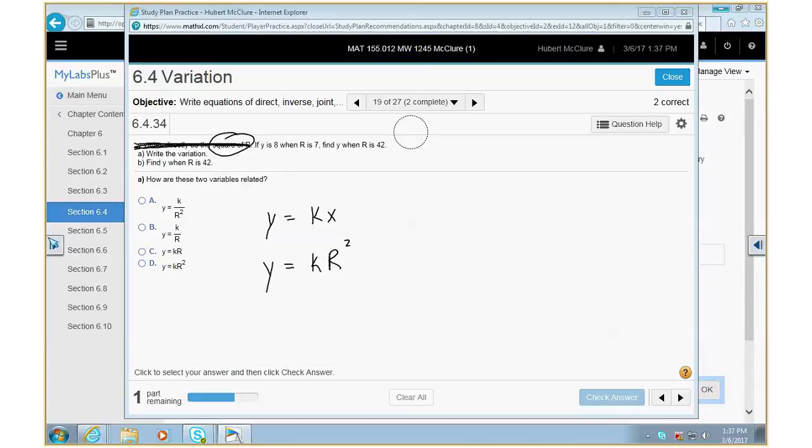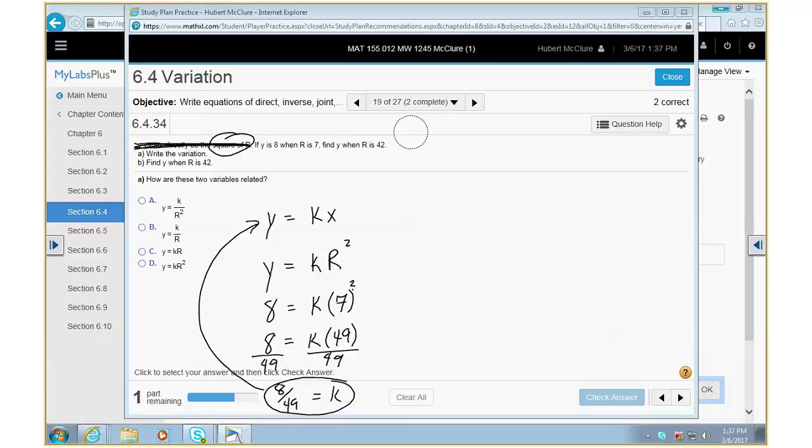Now what? 8 is equal to k times 7 squared. So 8 is equal to k times 49. Divide by 49. K is equal to 8 over 49. And what am I going to do with 8 over 49? Plug it back in and reduce that if possible, but the only thing that'll go into 49 is 7, unless I'm wrong. I think this is going to stay the same.